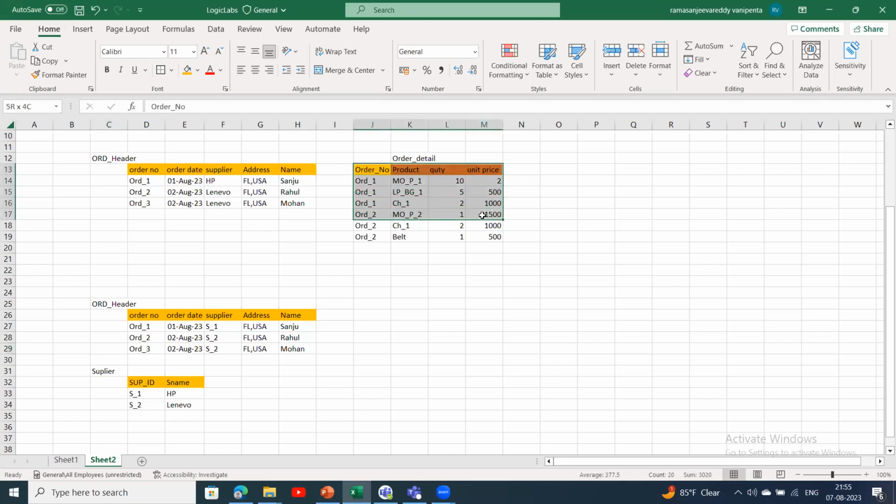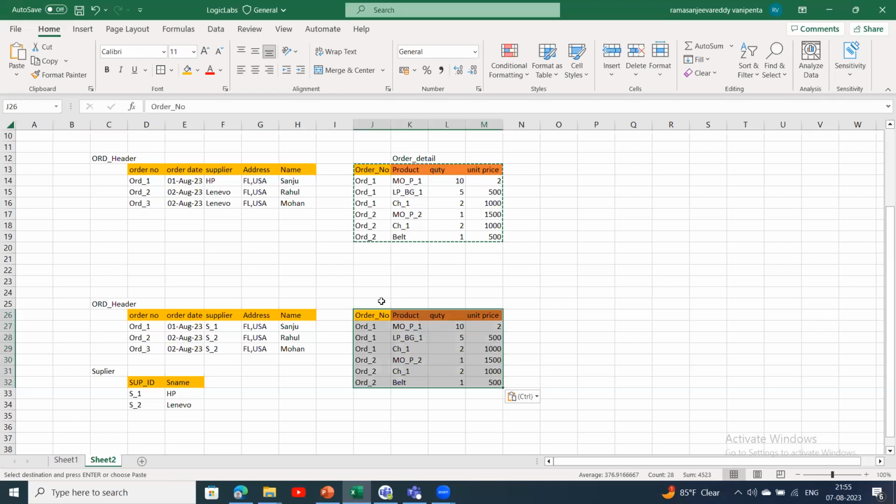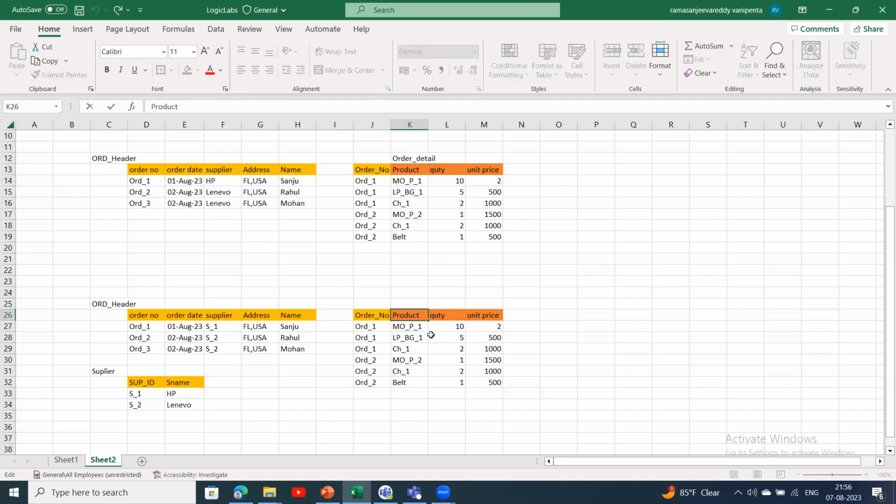In the same way, this also I can split, guys. These products also. Even this order details, this product is also sensitive information for me. So what I'll do is maintain the product here. I'll maintain one more table for this product called products.